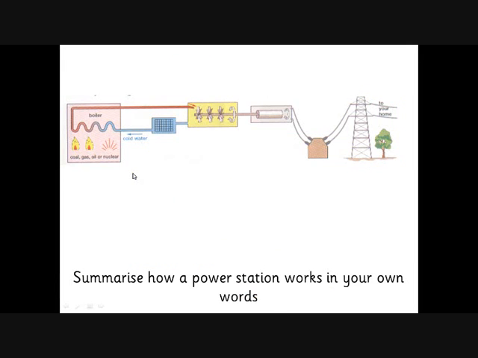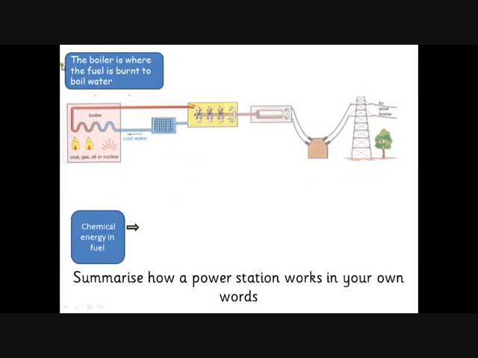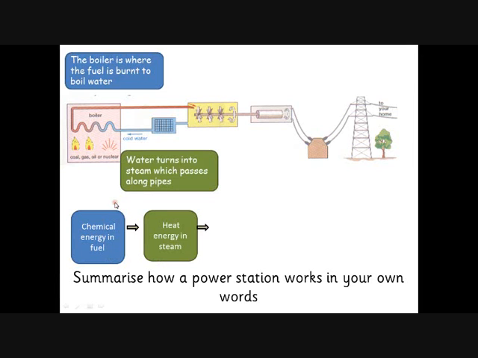Okay, so here are the energy transforms that are going on. So we start off with the boiler. In the boiler, you're burning the fuel, so that's chemical energy in the fuel. That's turned into heat or thermal energy in the steam.